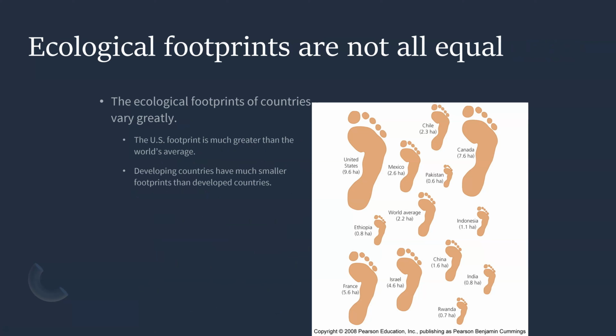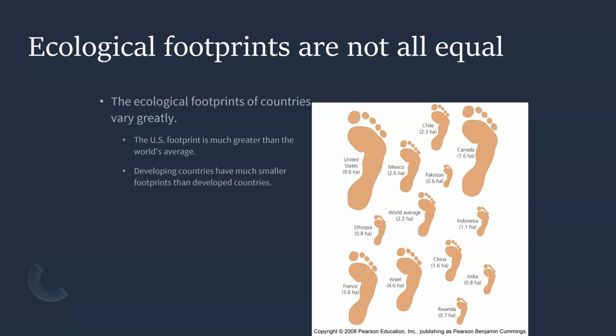And our ecological footprints that I discussed earlier are not all equal. The ecological footprints of countries vary greatly. The United States, as you can see, is much greater than the world's average. And developing countries have much smaller footprints than developed countries. So we can do a lot better than this.